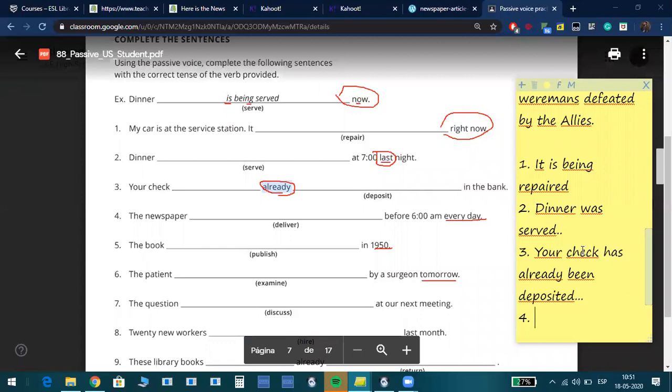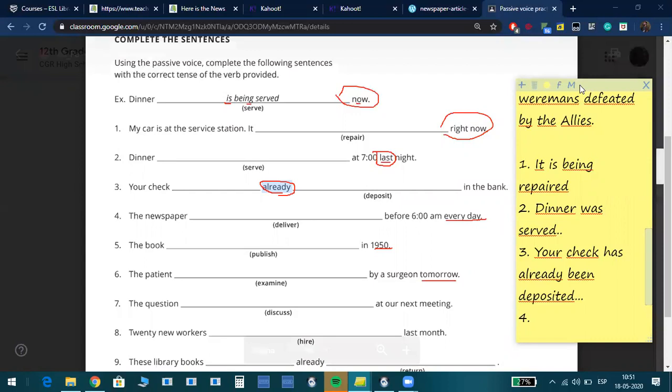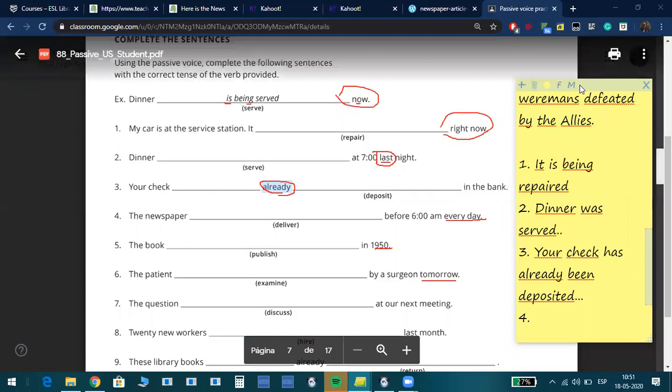Let's continue with number four. Estevalos, please. Newspaper, every day. I don't know if Estevalos is alone. Okay. Every day, this is the key. Next meeting, last month.